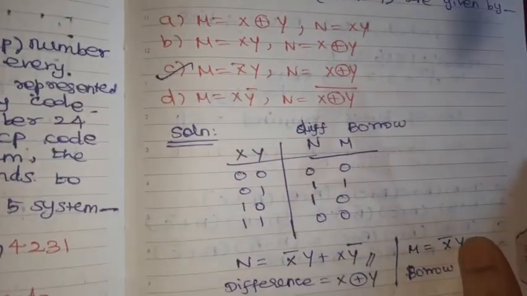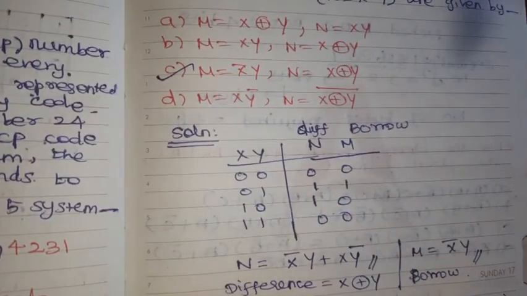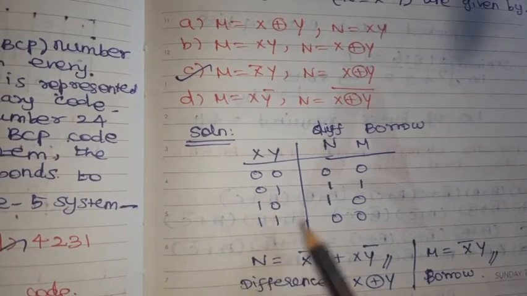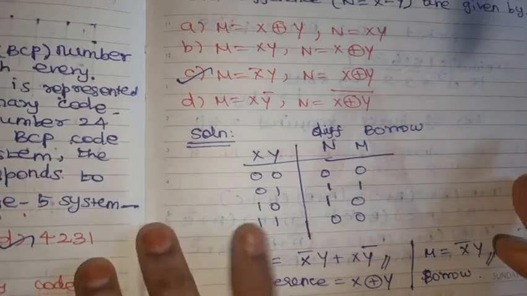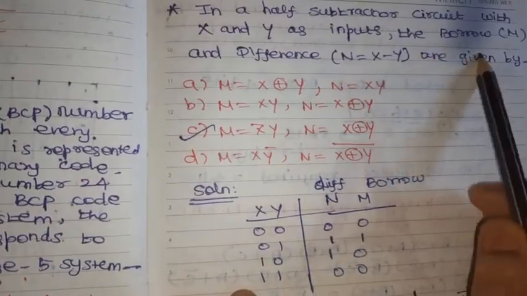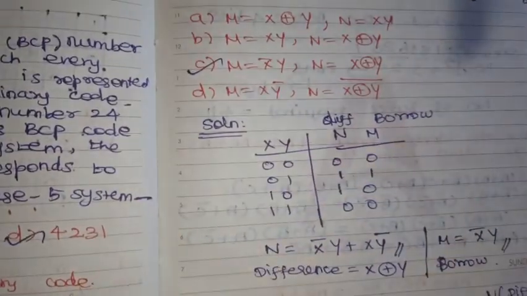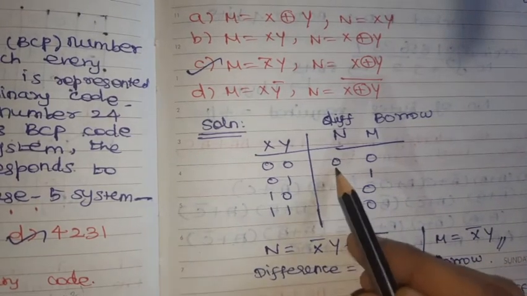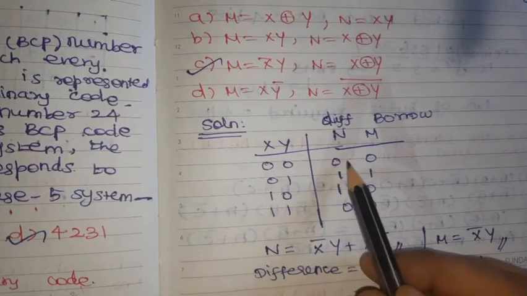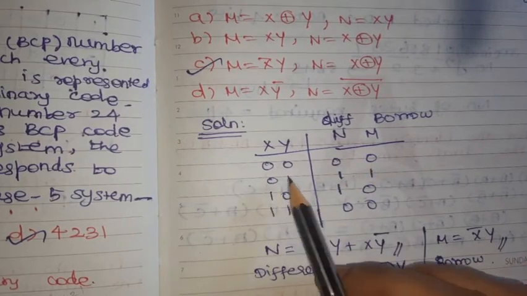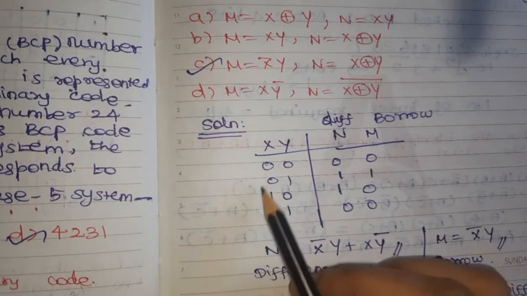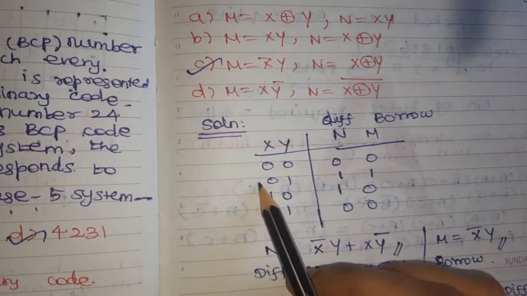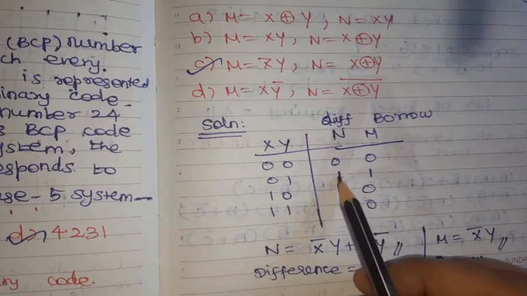So for a half subtractor, it means 2 inputs: 0, 0, 0, 1, 1, 0, 1, 1. So difference and borrow. Here difference is n, borrow is m. So difference means 0 minus 0, 0, 0 only, no borrow. Then 0 minus 1, we will have to borrow. Then 2 will come. When we subtract 1 from 2, we will get 1 as a difference.